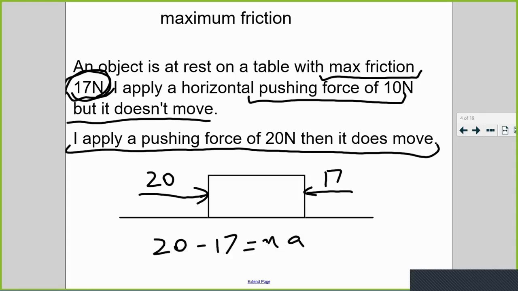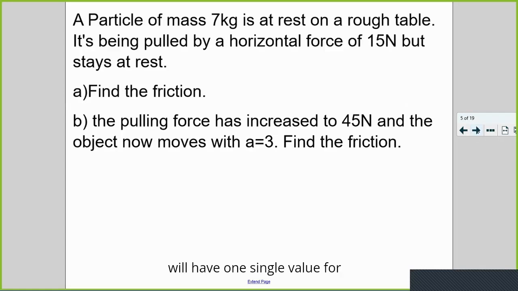depending on the question and what it asks. Now, in most of the questions, you don't have to worry about maximum friction. It will give you a friction value and you use that. It's only in certain scenarios where the object is at rest. That's where it matters. Mostly you will have one single value for friction.